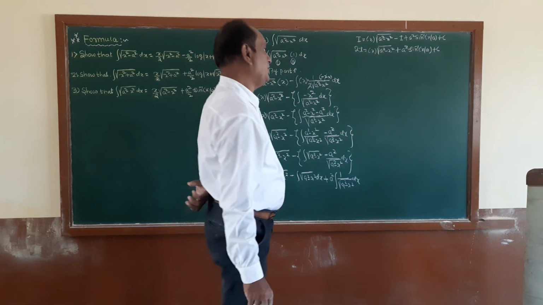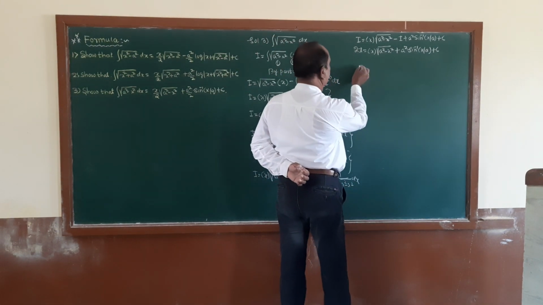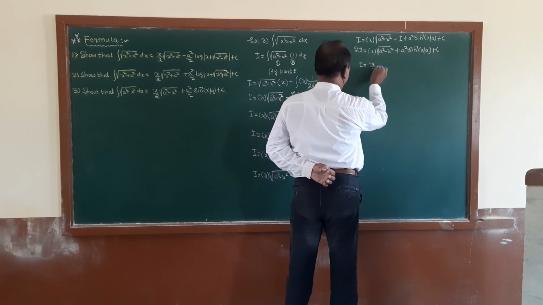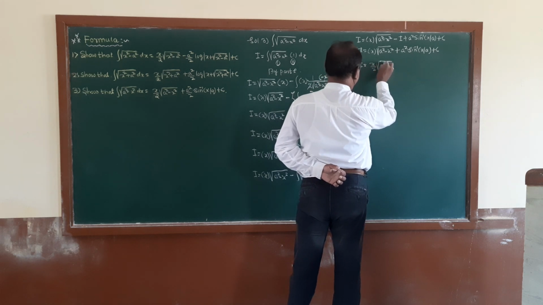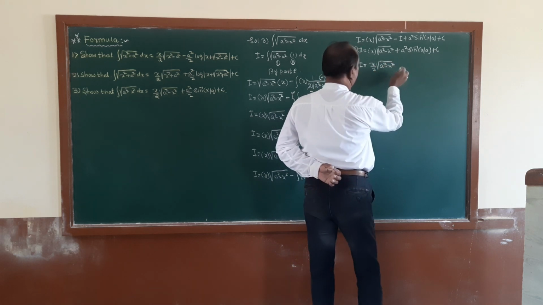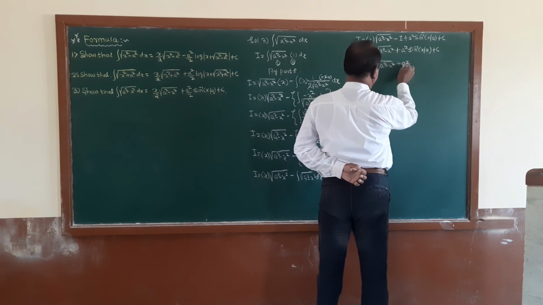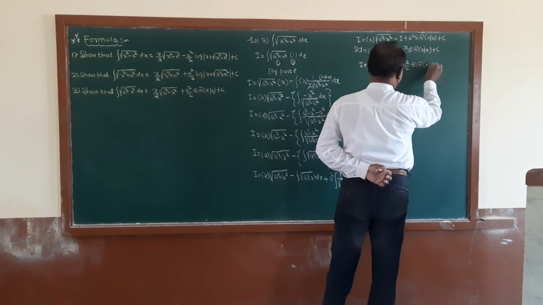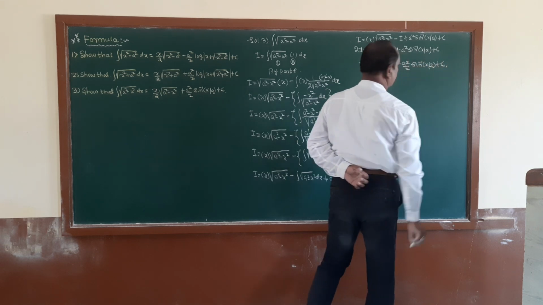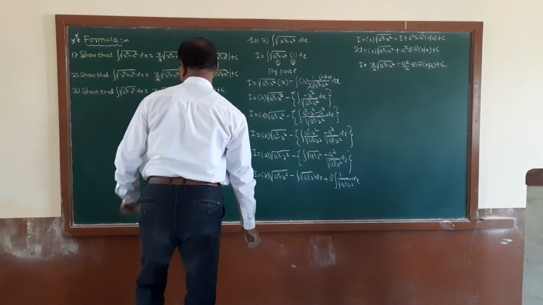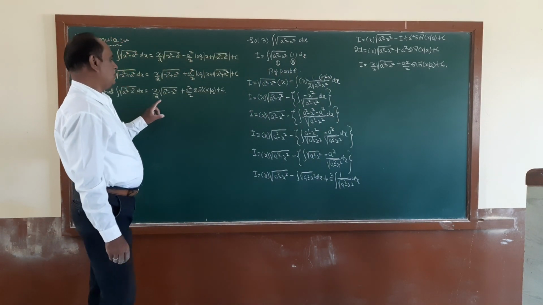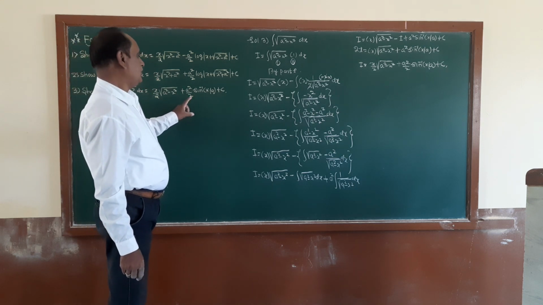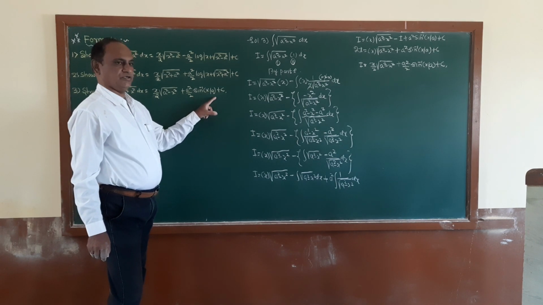So totally, the original integral I is equal to x divided by 2 into the square root of a square minus x square, and then plus a square divided by 2 into the sine inverse of x divided by a, then plus constant c. We get the third formula: x divided by 2 root of a square minus x square plus a square divided by 2 into sine inverse of x by a plus c.